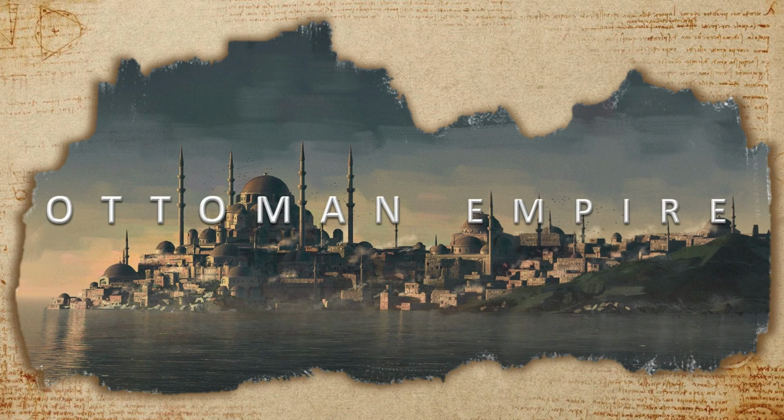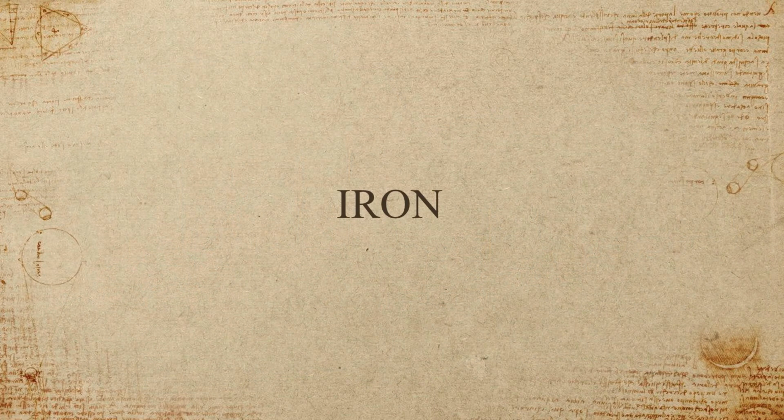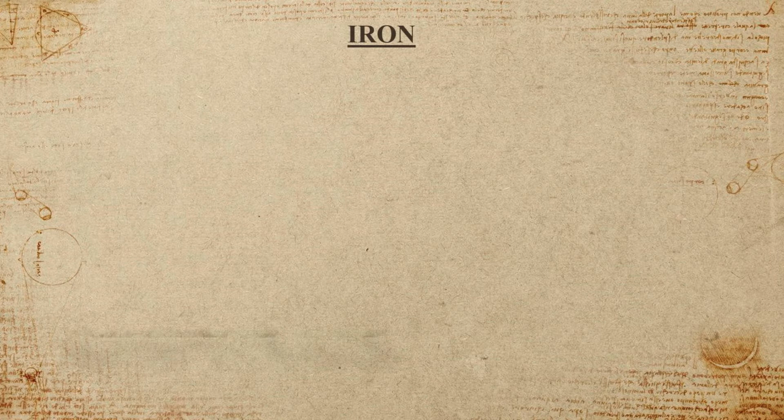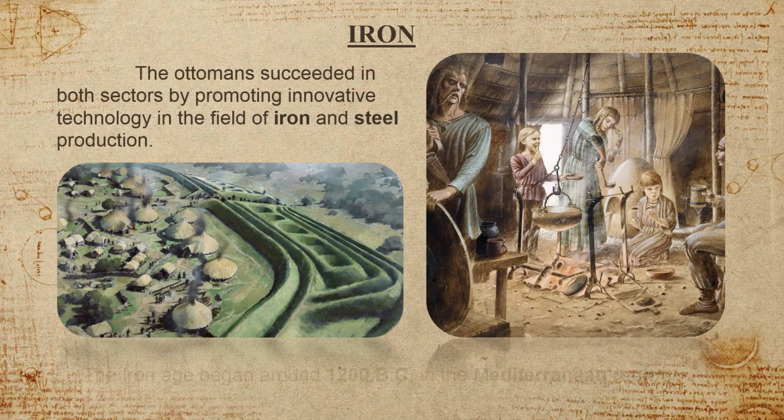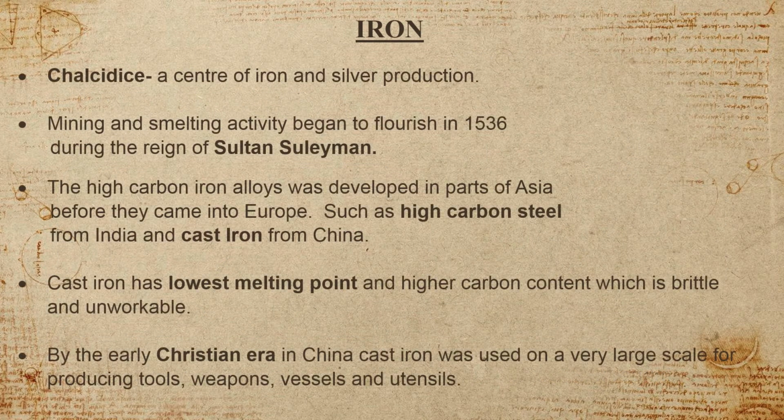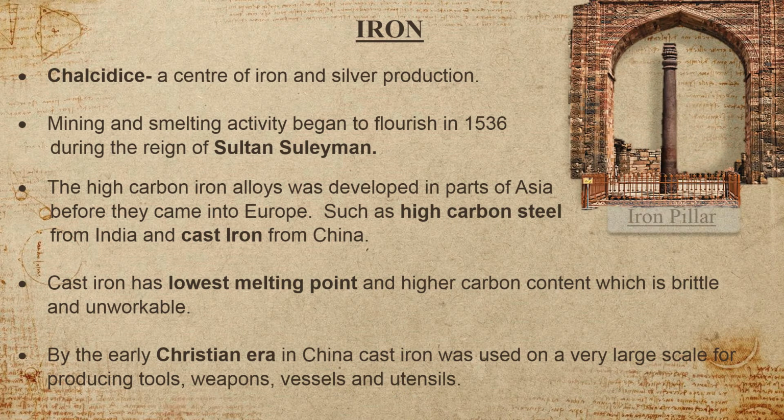The Ottoman Empire. The Ottomans succeeded in both sectors by promoting innovative technology in the field of iron and steel production. Chalcidice, a center of iron and silver production. Mining and smelting activity began to flourish in 1536 during the reign of Sultan Suleiman.